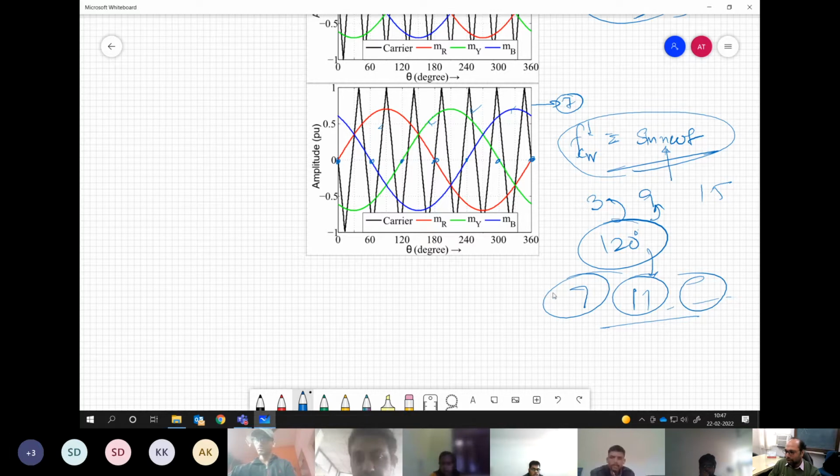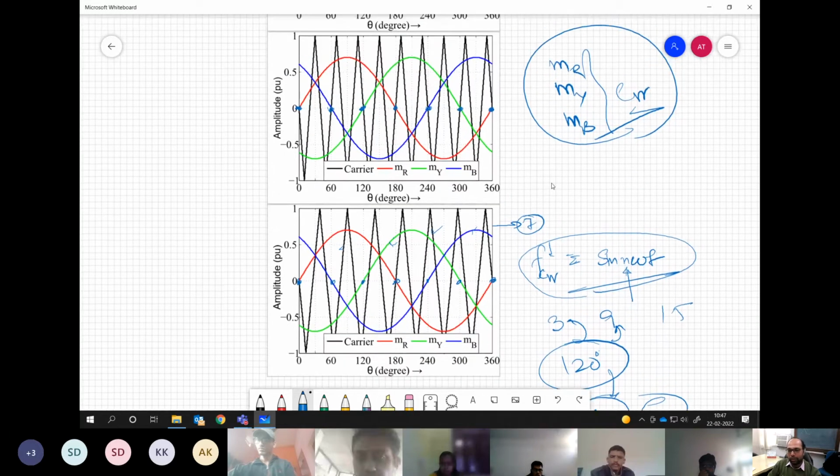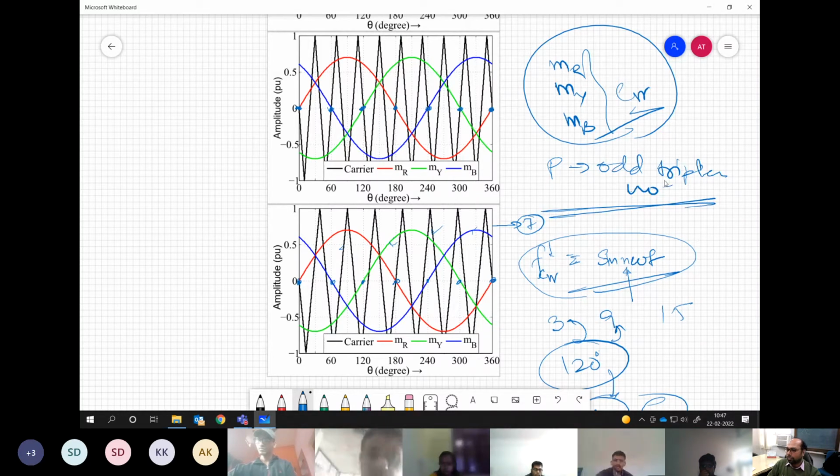You understand the point or not? Yes, sir. So the tendency for the carrier to repeat itself for all the modulating signals will be there only if the pulse number is maintained as an odd triplet number. If you go for just odd numbers, say 7 or 11, this kind of shifting would be there within the modulating signals with respect to the carrier.